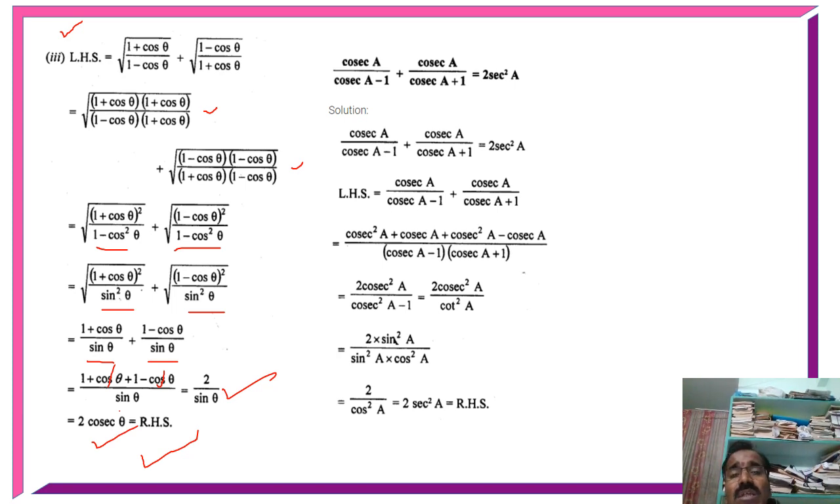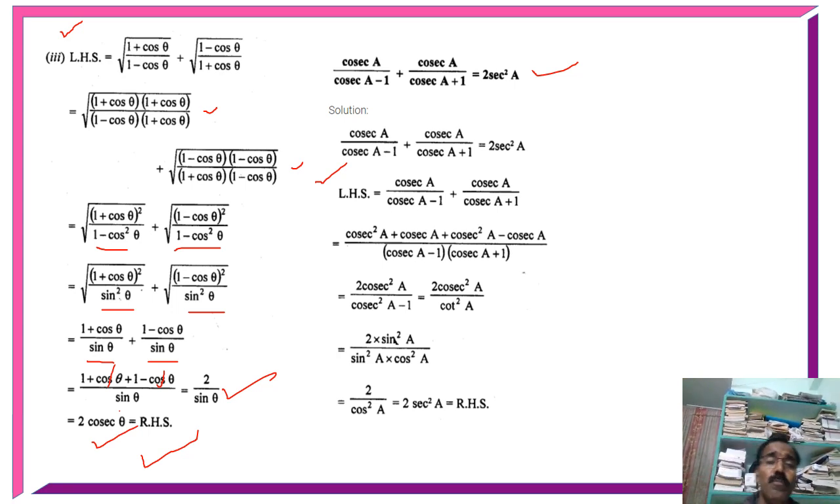Cosecant A by cosecant A minus 1 plus cosecant A by cosecant A plus 1 equal to 2 secant square A. We have to prove. Let us take LHS. Most of the cases we will take LHS to prove RHS. But in a few cases we have to take RHS to prove LHS. In some cases LHS and RHS separately. Any approach is applicable, but we should do it in the proper way.